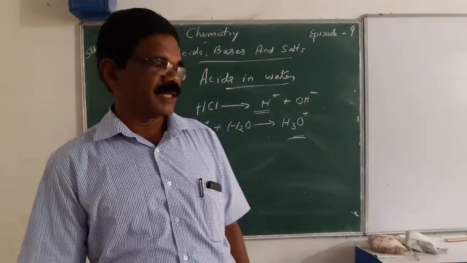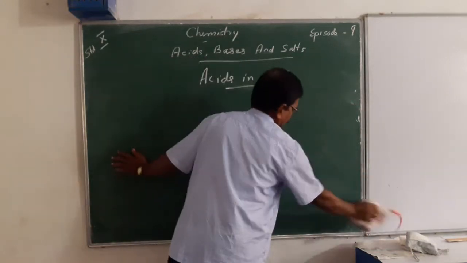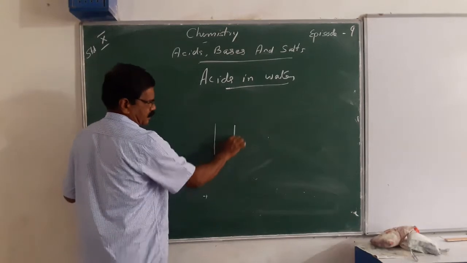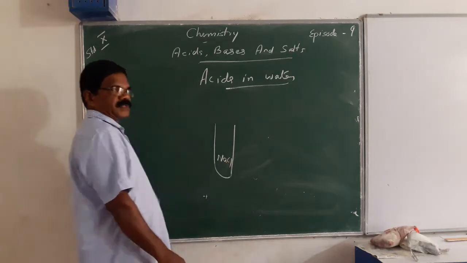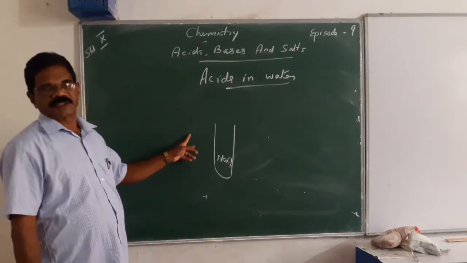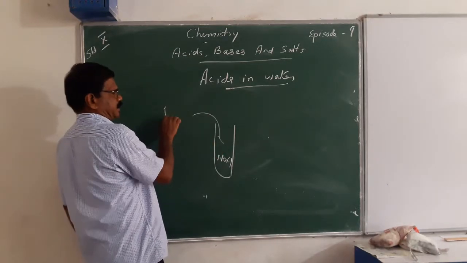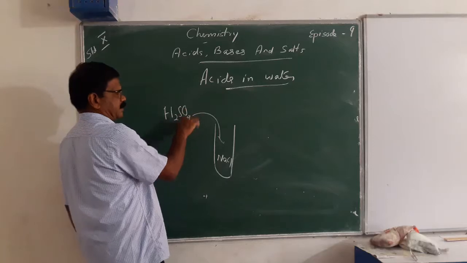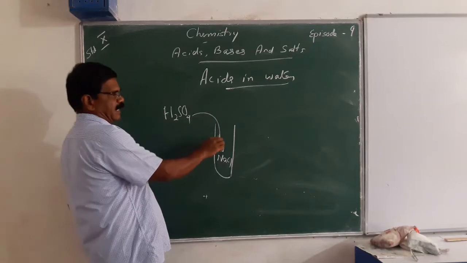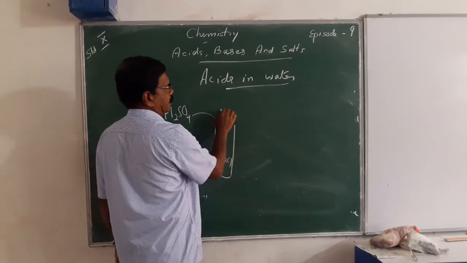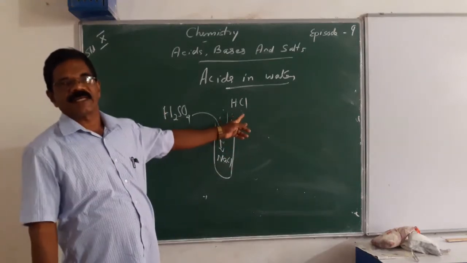In your textbook there is an experiment given. Sodium chloride, common salt, a stable salt, is taken in a test tube, and sulfuric acid, H2SO4, is added to this. Sodium chloride reacts with the sulfuric acid to produce HCl, hydrochloric acid, hydrogen chloride.